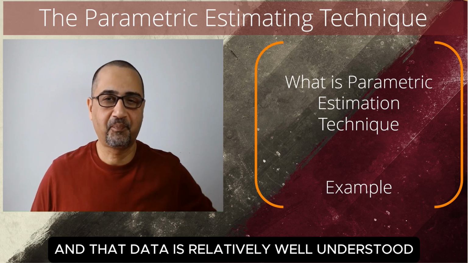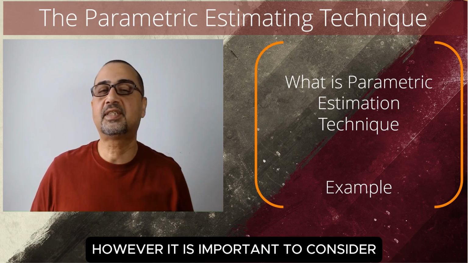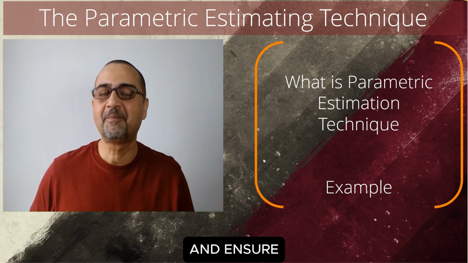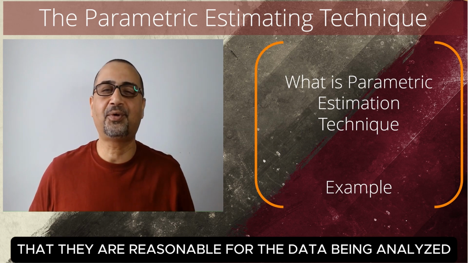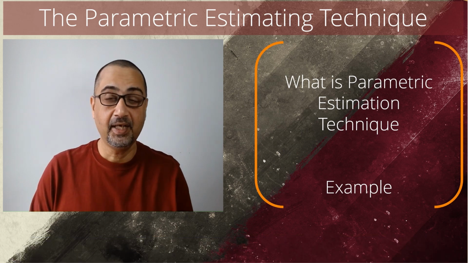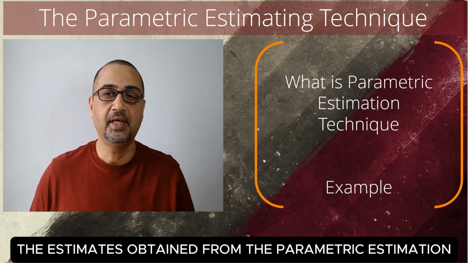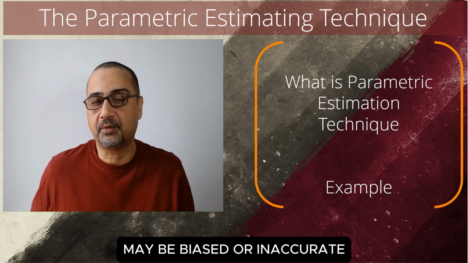Parametric estimation is often used in situations where there is a large sample size and the data is relatively well understood. However, it is important to consider the assumptions underlying the statistical model and ensure that they are reasonable for the data being analyzed. If the assumptions are not met, the estimates obtained from the parametric estimation may be biased or inaccurate.